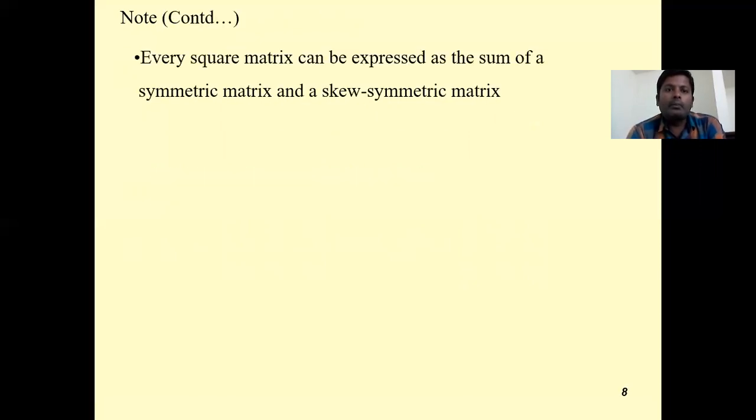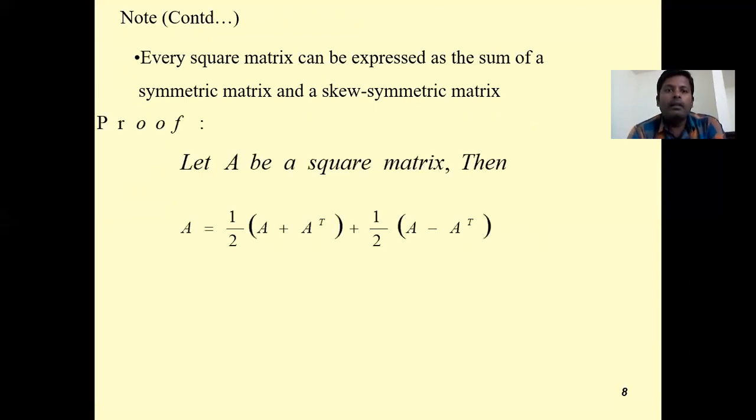The second note point: every square matrix can be expressed as the sum of a symmetric matrix and a skew symmetric matrix. Which is the proof? Let A be a square matrix, then A is equal to 1 by 2 of (A plus A transpose) plus 1 by 2 of (A minus A transpose). Let P be equal to 1 by 2 of (A plus A transpose) and Q be equal to 1 by 2 of (A minus A transpose).